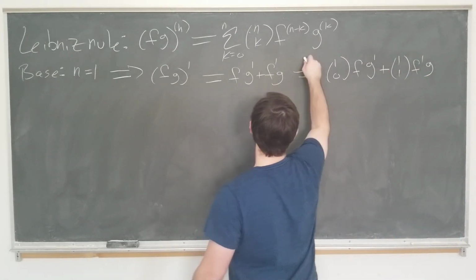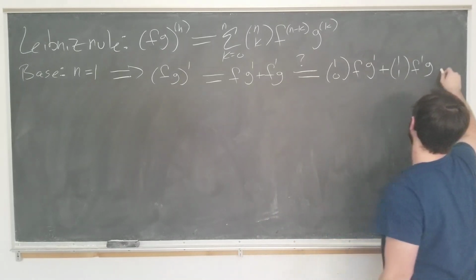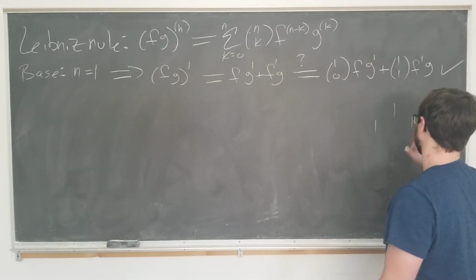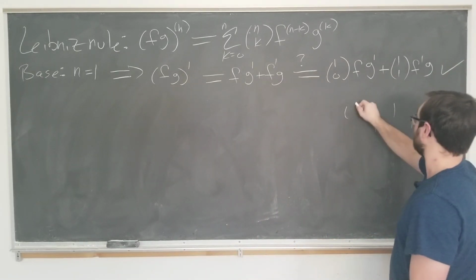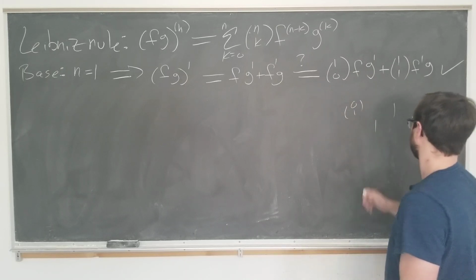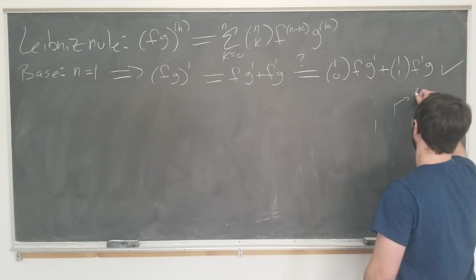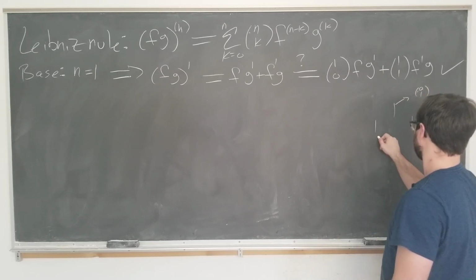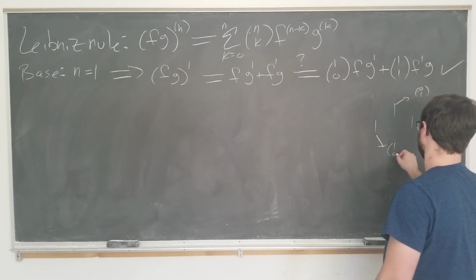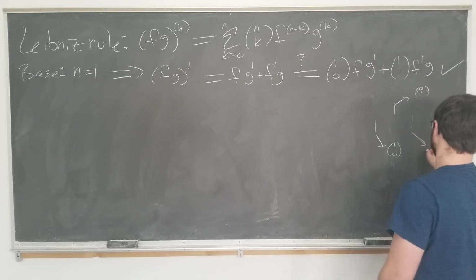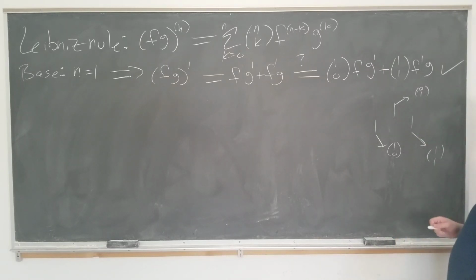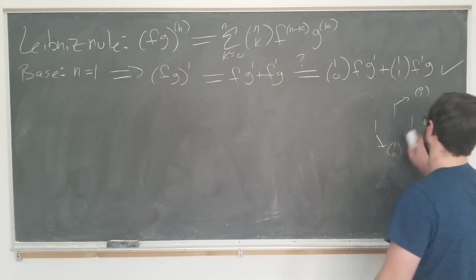So we wanted to show that this was equal to, and it was, since Pascal's triangle goes like this. This is 0 choose 0. This one is 1 choose 0, and this one is 1 choose 1. So we see that they are equal from Pascal's triangle.